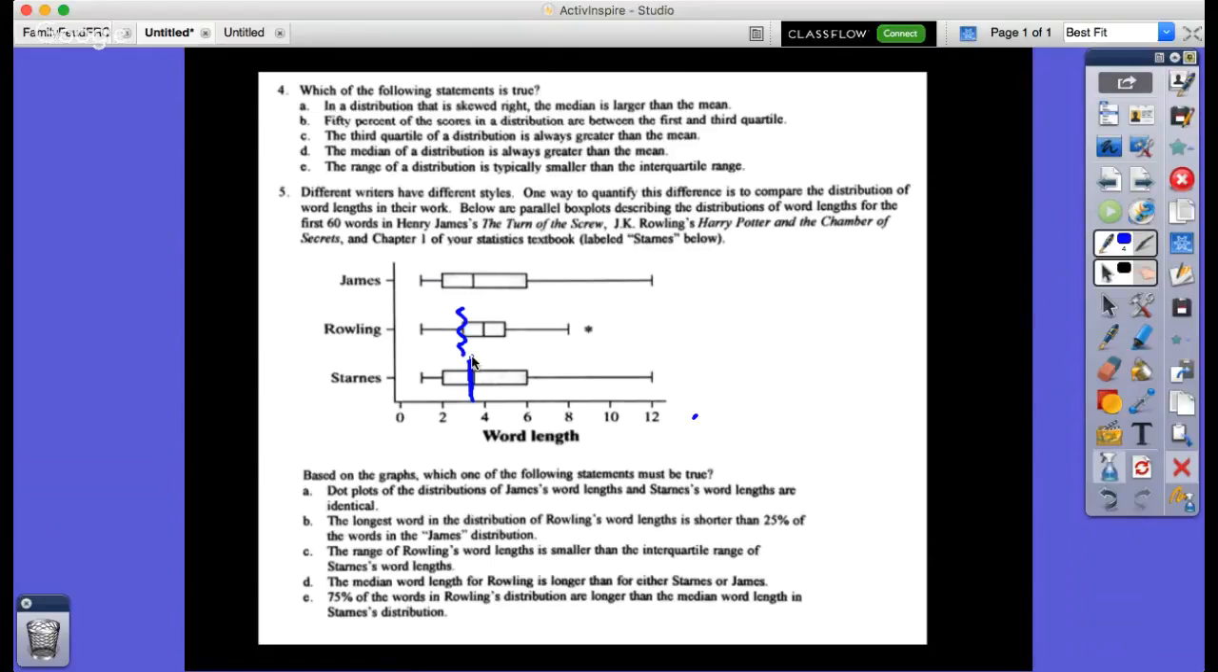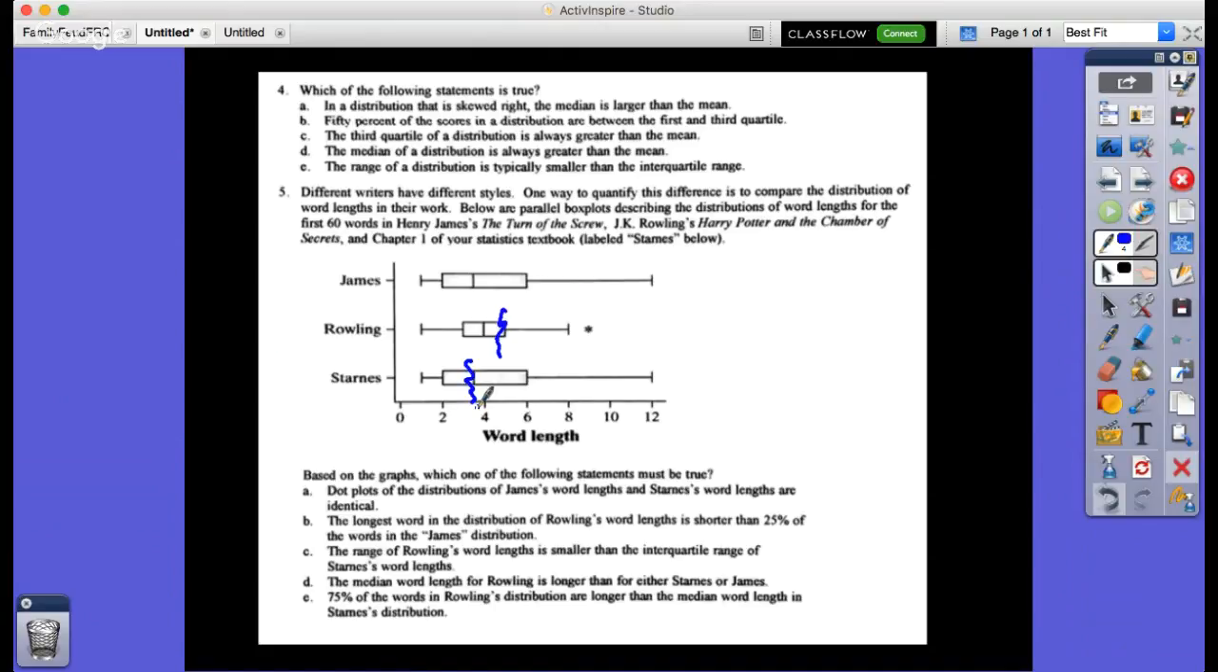That make sense? I was just wondering because you're picking the top 75% and not the bottom. Oh, you're right. 75% of the words in Rawlings distribution, that'd be Q3, right? That's right, Q3. That's why I was confused. Are longer than the median word length in Starnes. So here's the median word length, right? Isn't that right too?